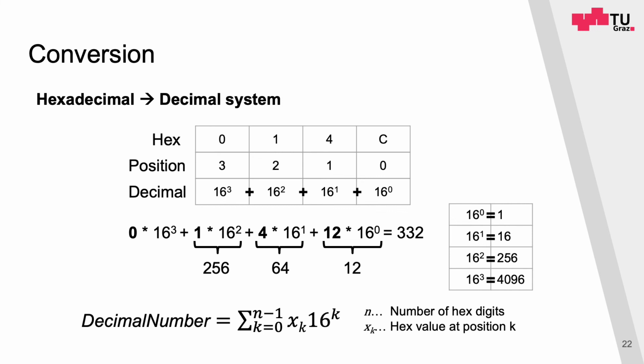And for each sum, we need to calculate xk times 16 to the power of k. So similar as before, xk is the hex value at position k, and n is the number of hex digits. And yeah, we have just exchanged the base. Previously we had the base 2, now we have base 16. Alright.